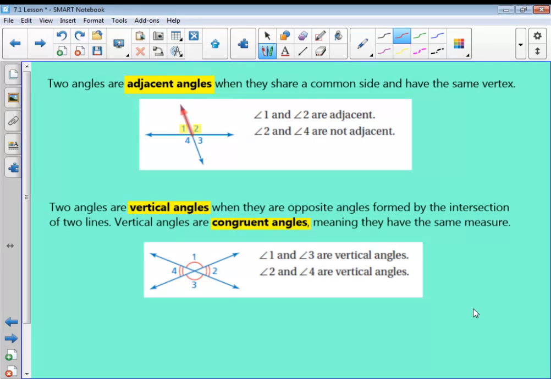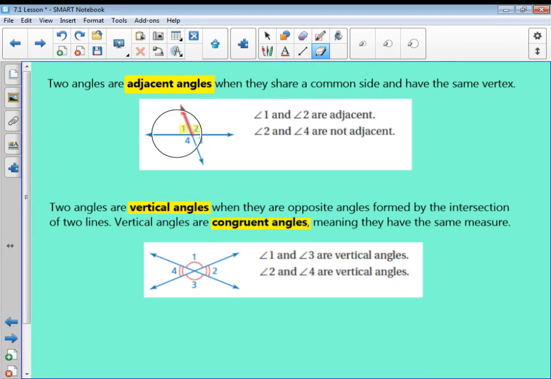So here, 1 and 2 are considered adjacent because they share this common side right here. It's like sharing a wall. Adjacent rooms, like in a hotel, an adjacent room is where you have a wall between you. And sometimes in those hotel rooms, they have like a door between them. So adjoining rooms. Okay, adjacent is where you're sharing one side. So another sample of adjacent would be like 1 and 4. They're sharing this ray right here, or that side.